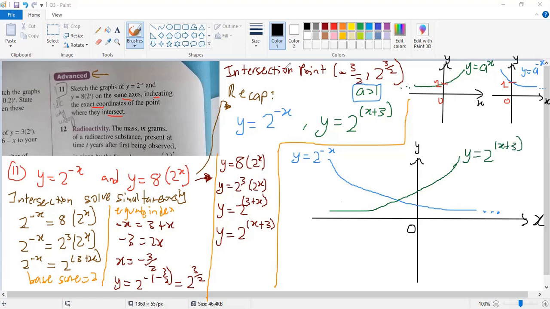And then this intersection, what does it mean? The intersection means here, dot, dot, dot. So we're taking the intersection point. x is negative 3 over 2, and y is 2 to the power of 3 over 2. So here we have this intersection point. Now you all begin to understand what this means. And then I forgot 3 dots.